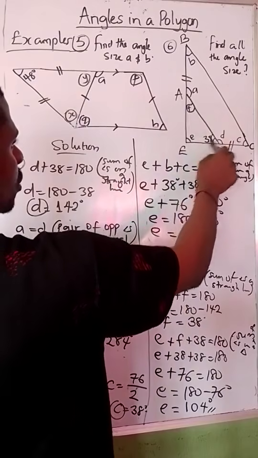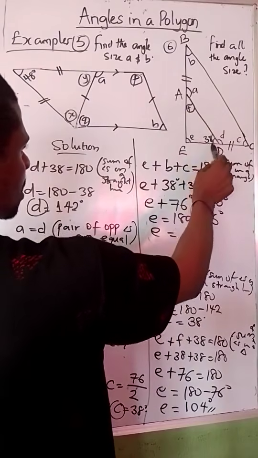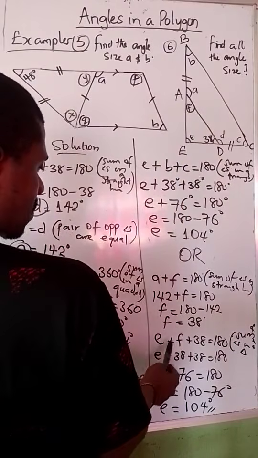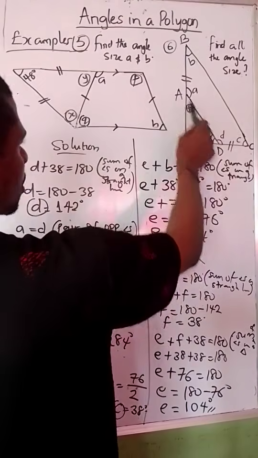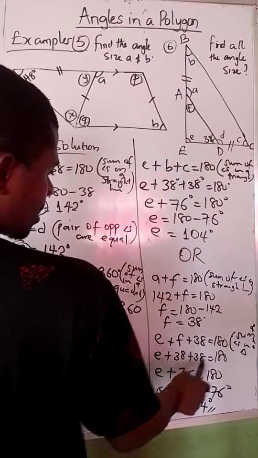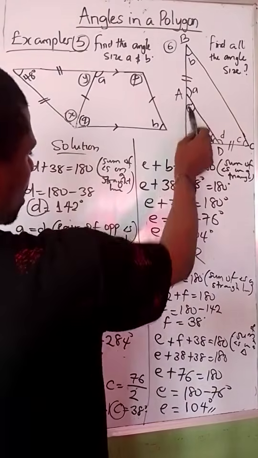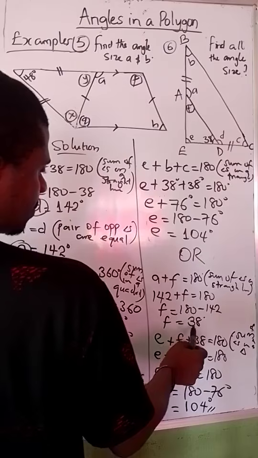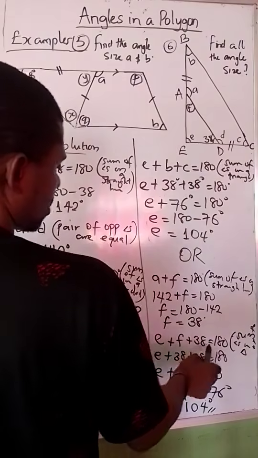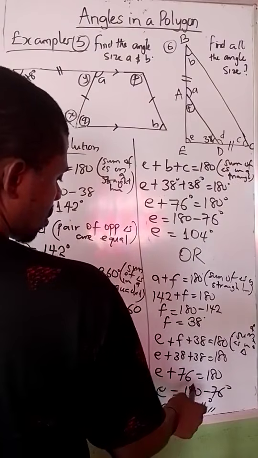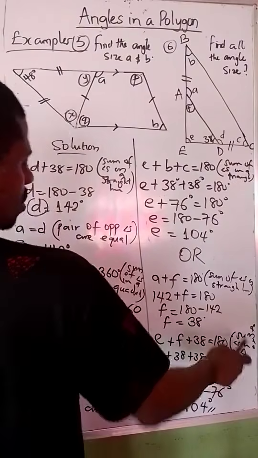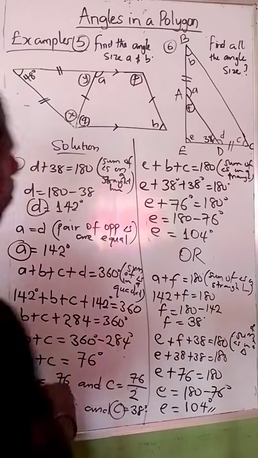Then you now use this smaller triangle. F plus 38 plus E, that's E plus F plus 38 equals 180, sum of angles in that smaller triangle. Then you add them together: E plus the small f, which is 38 like we got here, plus the second 38 equals 180. So E plus 76 equals 180. E equals 180 minus 76. E equals 104.